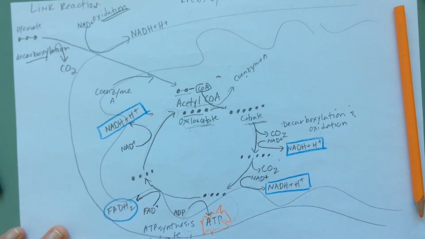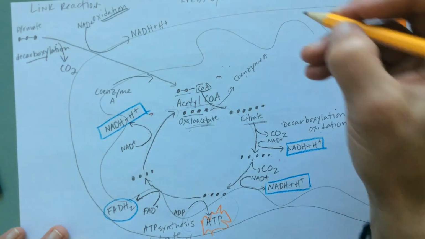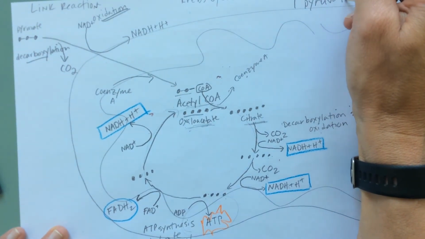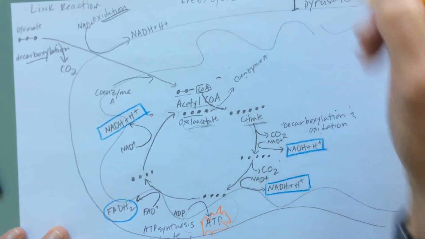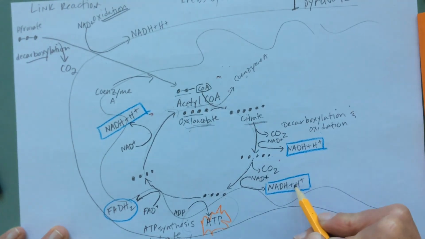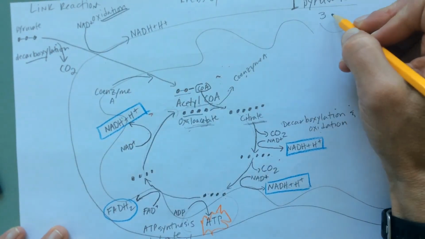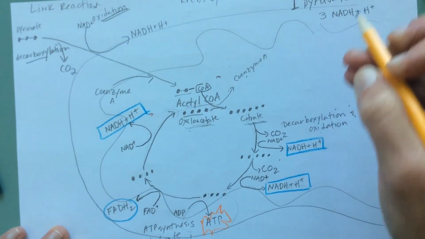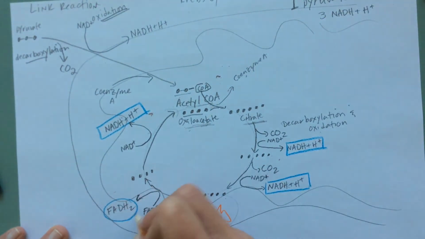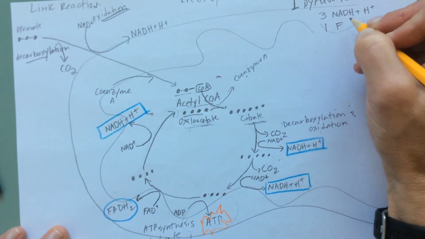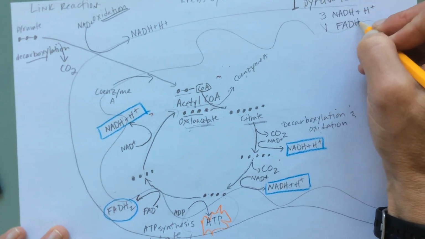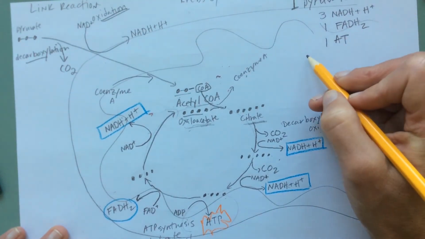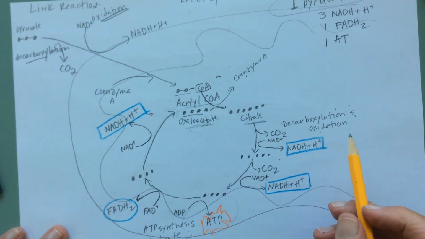Okay. And then we get oxidation happening again. The results from one pyruvate, right? So for one pyruvate, just for one single pyruvate, we're going to get 3 NADH plus H plus. We're going to get 1 FADH2. And we're going to get 1 ATP, okay? Now, this is for one pyruvate.